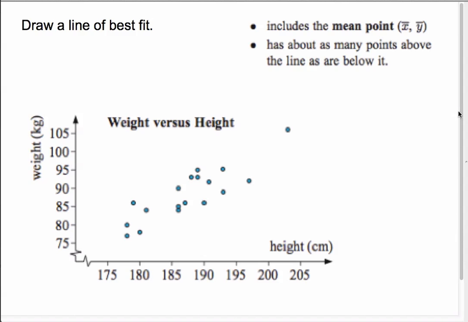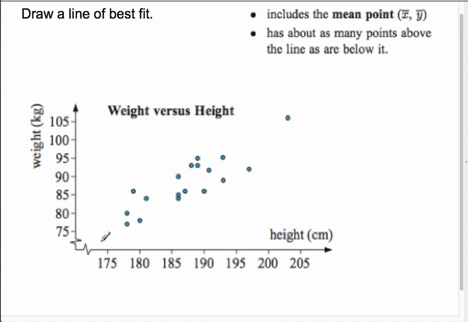So here's the actual graph, and as I predicted, as the height increases, weight increases. We have this kind of relationship right here, which is called a positive correlation. Maybe a moderate positive correlation or a strong positive, maybe moderate. It's hard to tell for sure.